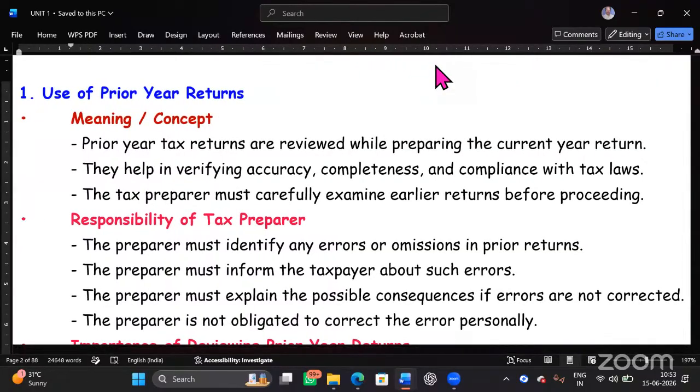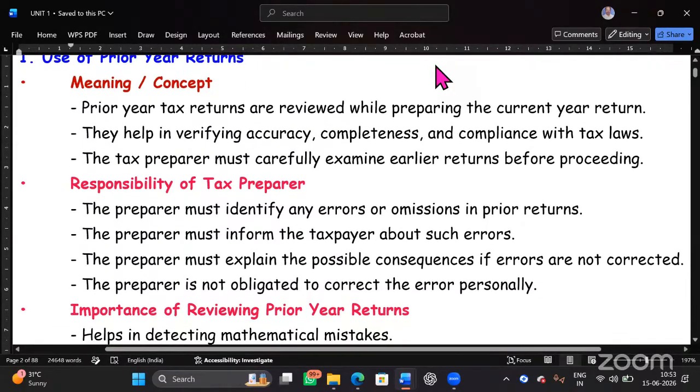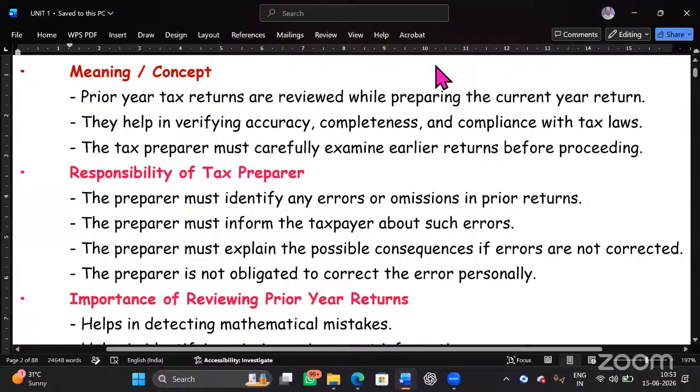Sometimes some errors might have crept in last year, and they can be identified in the current year. When we consider the last year return again, only then is it possible. So who has to do this job? Actually, the taxpayer is going to submit his return to the income tax department. He himself can prepare the document, meaning the return.